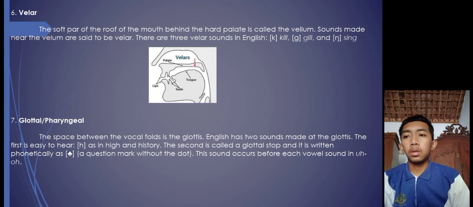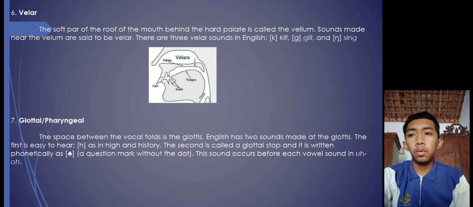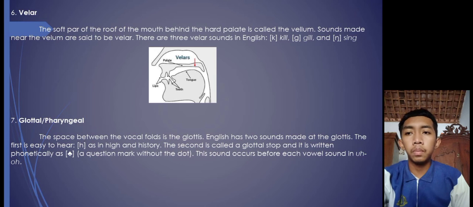The next is glottal or pharyngeal. The space between the vocal cords is the glottis. English has 2 sounds made at the glottis. The first is easy to hear, as in hat and history. The second is called a glottal stop, written in phonetics as a question mark. The sound comes before every vowel sound in words like uh-oh. This article is about the sounds in spoken language. For the letter, the glottal stop or letter, for consonant followed by superscript, see glottalization.